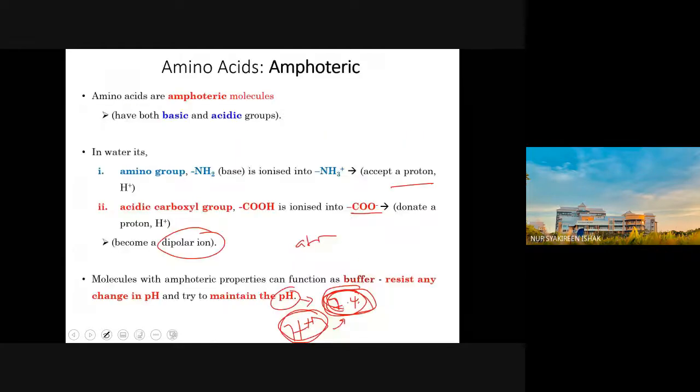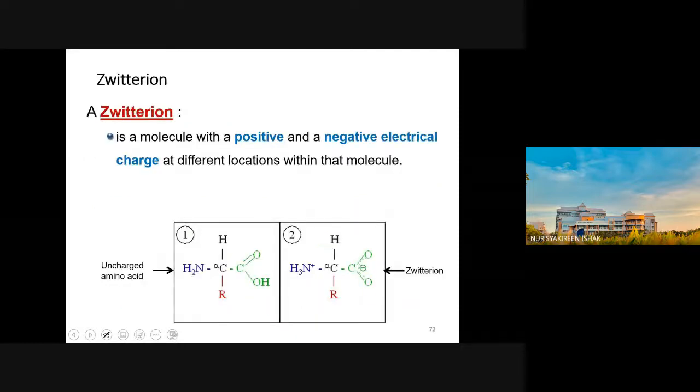Okay. So earlier, amphoteric can function as acid and base. Another term that you have to remember is this one, zwitter ion. Okay, zwitter ion. What is zwitter ion? It is a molecule that has both positive and negative charge at the same time. Okay, it's a molecule with a positive and negative electrical charge at different locations within that molecule.